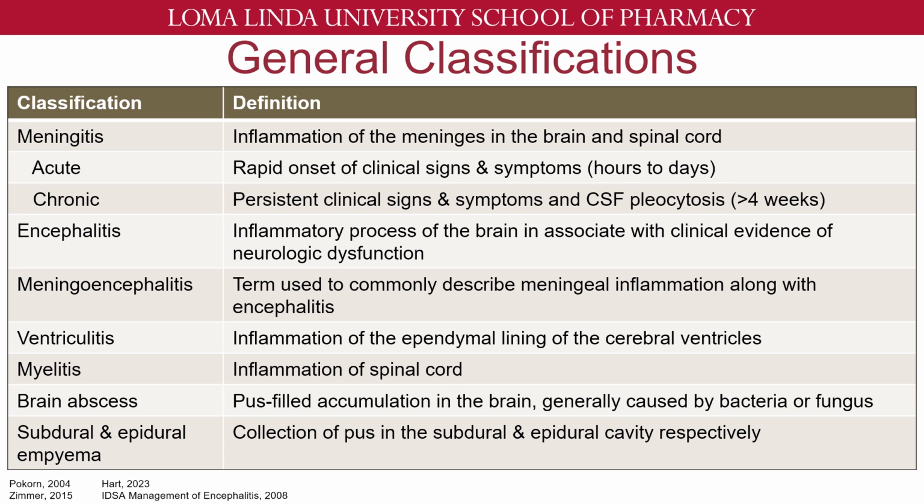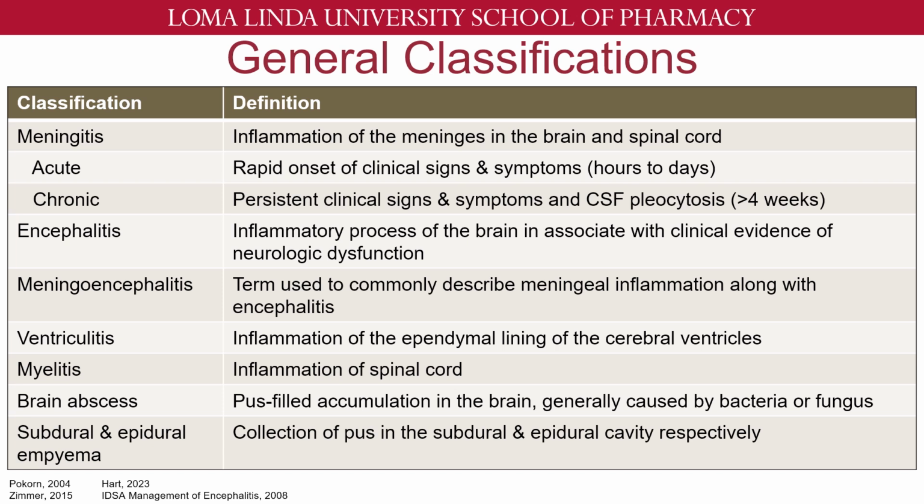Encephalitis is an inflammatory process of the brain that is in association with clinical evidence of neurologic dysfunction. And so a lot of the times the definitions between encephalitis and meningitis get switched around and confused. And some clinicians you'll see will just combine the terms and call it meningoencephalitis. And so that just describes, well, this person has meningeal inflammation along with encephalitis. They might not entirely be aware of the nuances of the two, so they'll just combine it together.